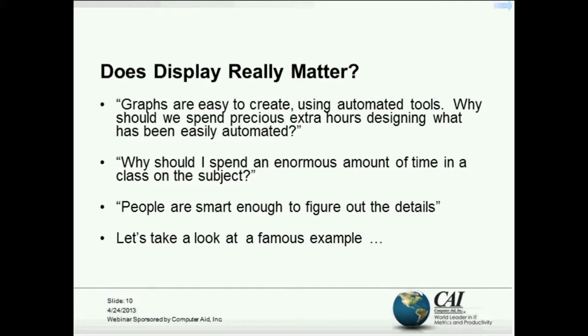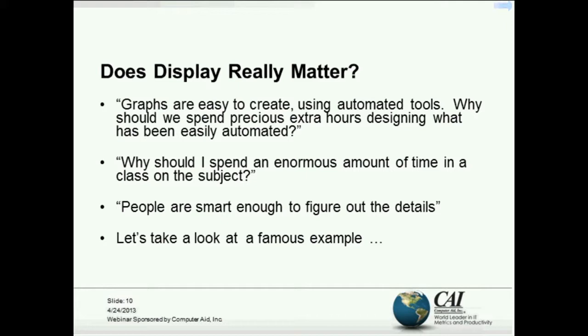Now, first, does display really matter? Some people will say, hey, look, graphs are easy to create. It's automated. Why should I spend 2 hours in a webinar, or hours applying what I've learned in the webinar, designing what has been easily automated? Or you might say, why should I spend an enormous amount of time in the class on the subject, having already said that people are smart enough to figure out the details? Boy, I wish that were really true.